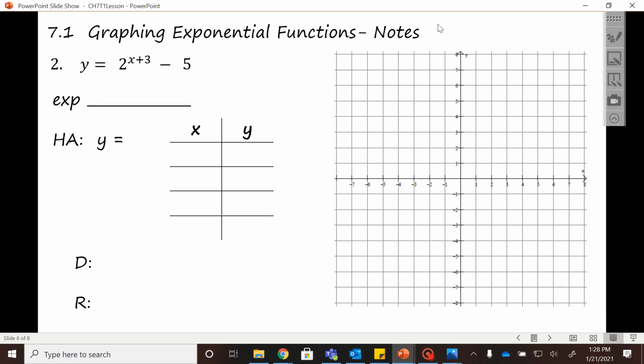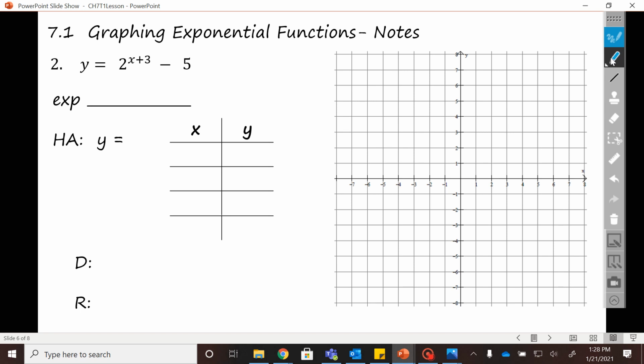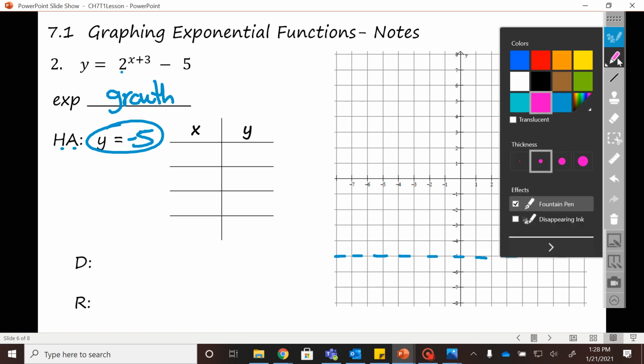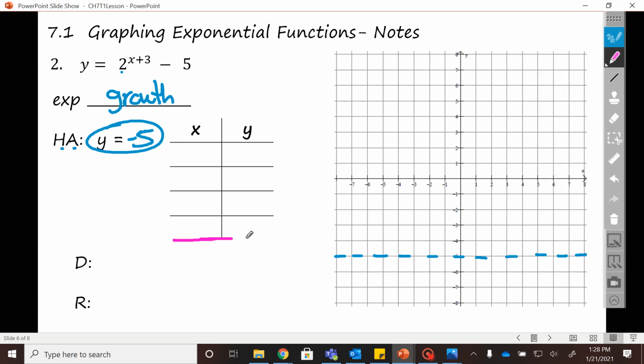Number 2, we have 2 to the x plus 3 minus 5. This is, of course, exponential growth because the b value, 2, is larger than 1. The horizontal asymptote comes from the k, which is negative 5. So we'll go ahead and put that on our graph. And then we'll start filling out our table.